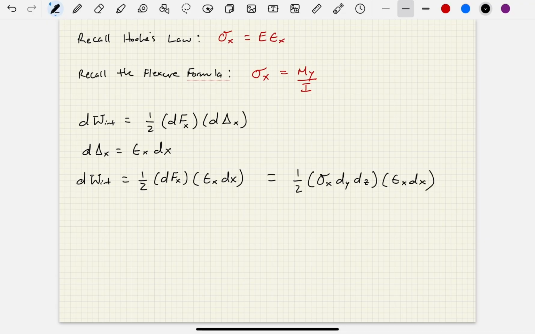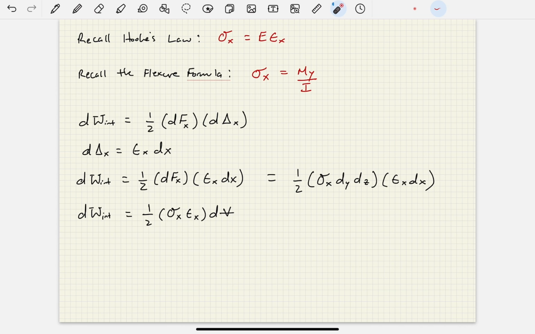Okay, now I can start kind of reimagining things. Well, what is dy dz dx? If I multiply these three differentials together, that just gives me a volume, doesn't it? So I could easily rewrite this as internal work is equal to 1/2 sigma x times epsilon x dV for volume, okay? Again, you're multiplying three differential dimensions here, dy, dz, dx, to get you a differential volume.